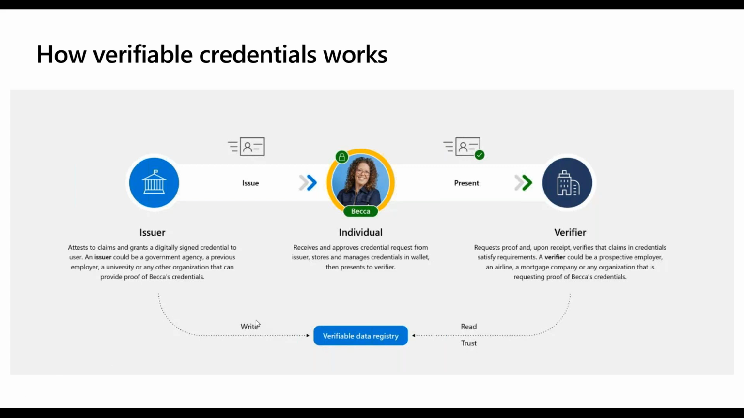So very briefly, you've got the issuer, you've got the individual who stores the credentials on their phone, you've got the verifier, which is the organization they want to sign into, for example. And the verifier, as well as understanding the credential from the individual's phone, will check it against the ledger, so a public ledger here called the Verifiable Data Registry.